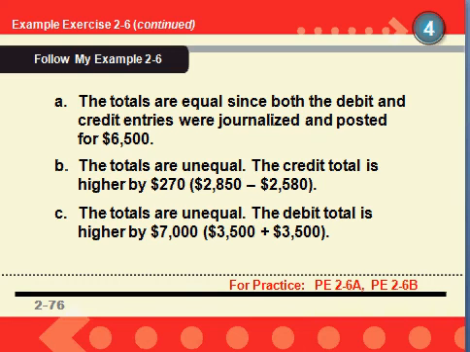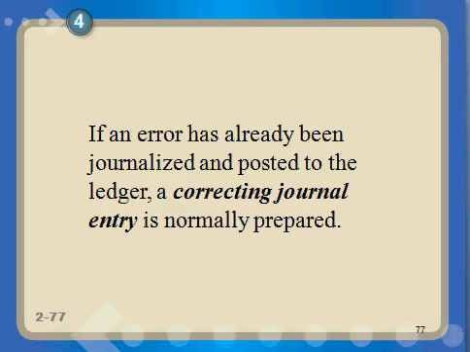The next one, we paid $3,500, but we put in 2 debits instead of a debit and credit, so that will throw our trial balance out by $7,000 because we double up the $3,500. If we make an error and it's already been journalized, then we have to post what's called a correcting journal entry into our journal and then post it to our ledger.